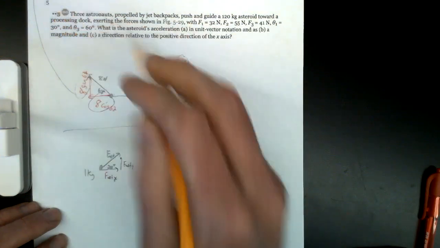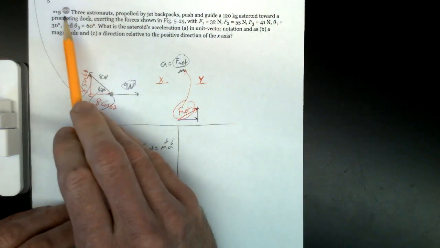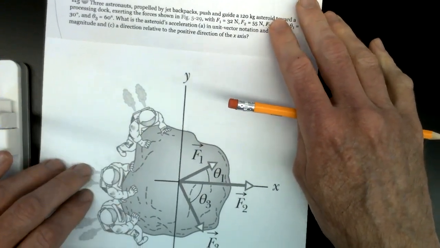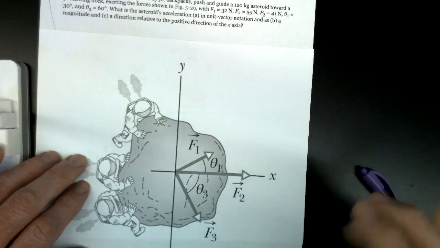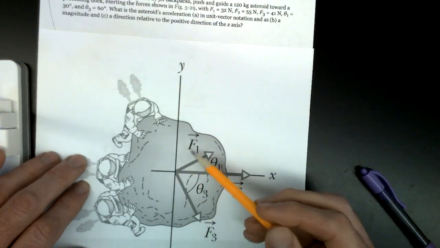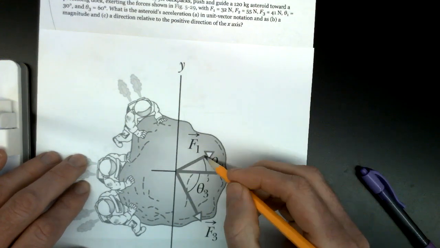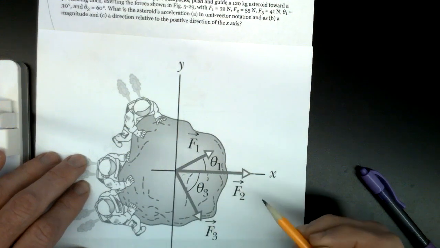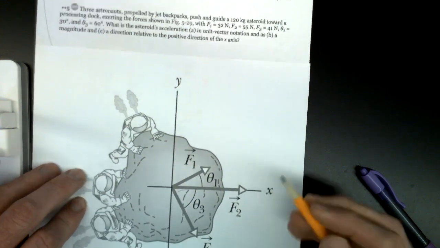And I'm going through some of these a little quickly because they're not that hard. Here's question 5 with this diagram that looks like this. 3 astronauts propelled by jetpacks, and we know the mass of this thing. We know what this force is. We know what this force is. We know what this force is. We know all their angles. Find the acceleration in unit vector notation.